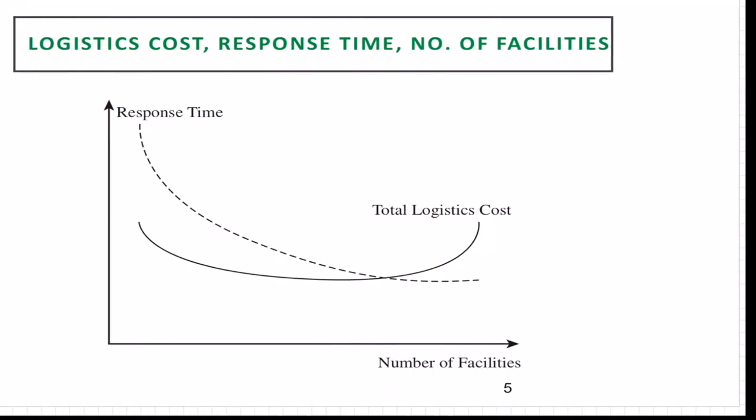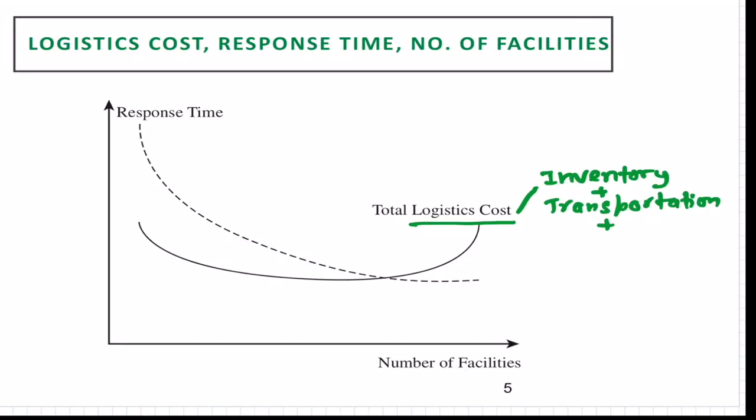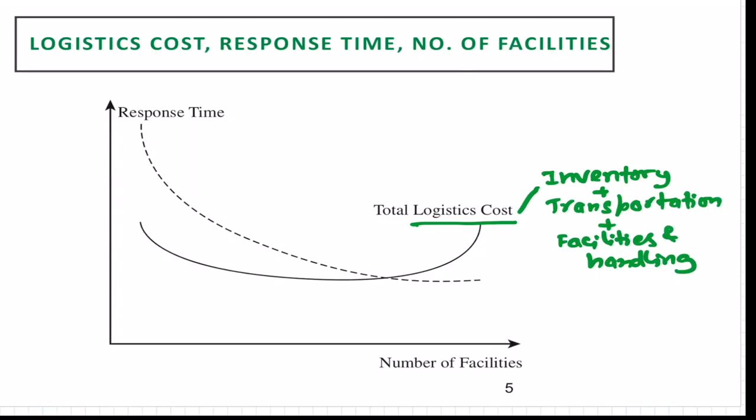So now let's look at logistics cost. Logistics cost involves inventory, transportation, and facilities and handling cost. You can see that initially when the number of facilities increases, total logistics cost comes down and it reaches a low value, and then at some point it starts to increase.